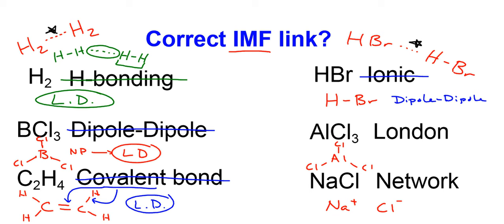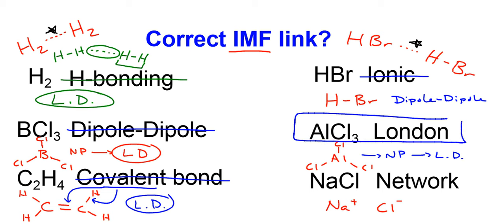That can't be right. London refers to a nonpolar substance. Because Al does not have a lone pair, this is nonpolar. So this is London. So this should be the right answer. Not to be confused with if you ever got a PH3 or PCl3, that, because of those lone pairs, would cause it to be a trigonal pyramidal, and that would be polar, so that would be a dipole-dipole, for example.